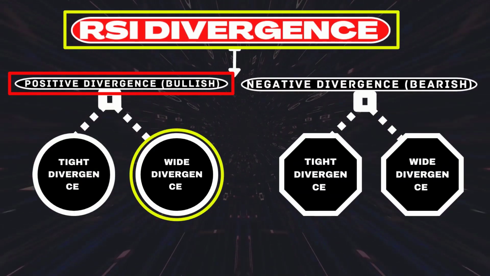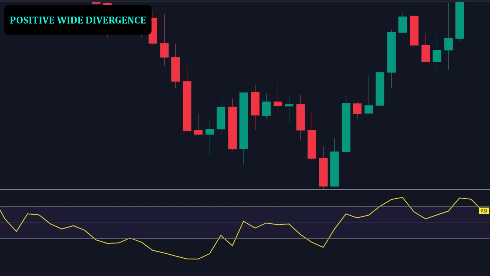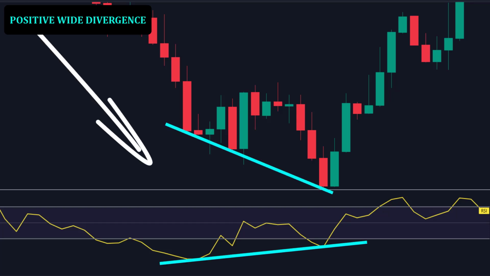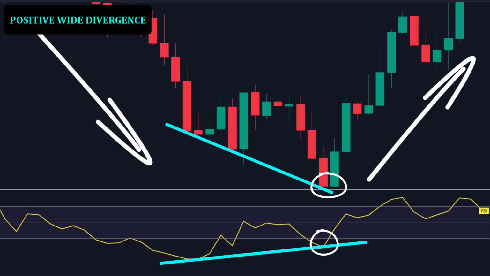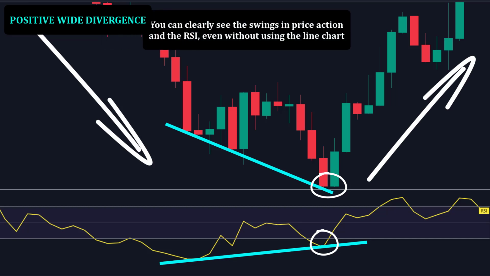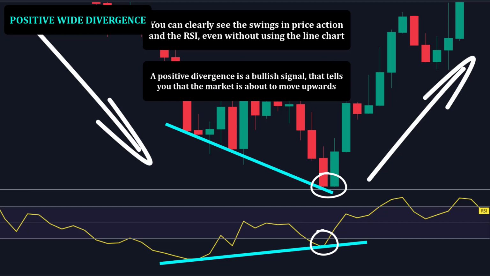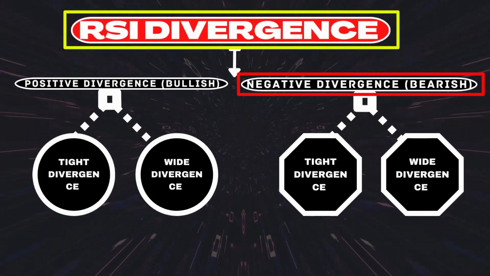Now the positive wide divergence. A positive wide divergence also starts with a downtrend before the divergence formation because the price formed a lower low and the RSI formed a higher low, which later caused the price to reverse and move upwards. In this kind of divergence, you can clearly see the swings in price action and the RSI, even without using the line chart. A positive divergence is a bullish signal that tells you that the market is about to move upwards.